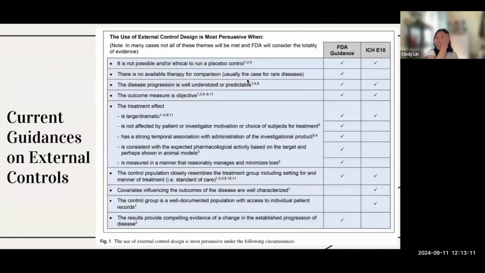And here's just a nice little table that the paper had showing when the use of an external control is most persuasive in accordance with the FDA and the ICH. And collectively, all the guidances just reaffirm that the use of external controls is acceptable under certain circumstances, such as the ones listed here. And they reinforce the need for flexibility not only in the guidance, but also in the application during product development and the FDA decision-making process.